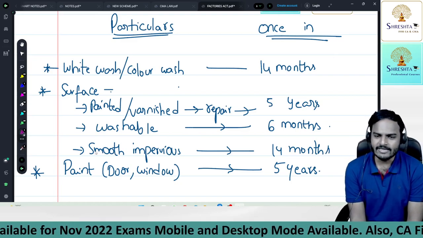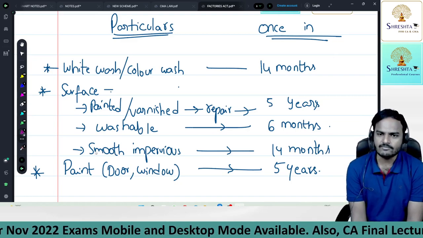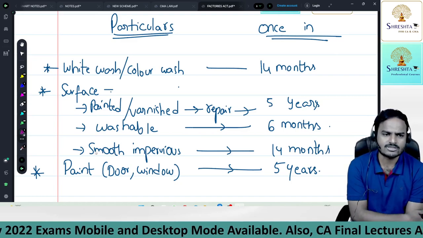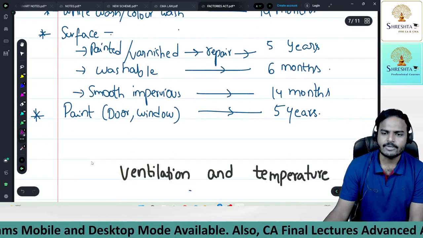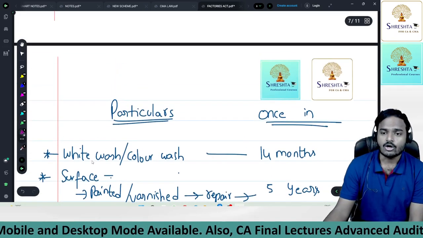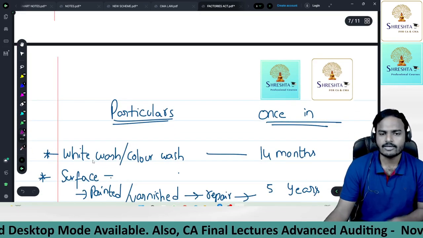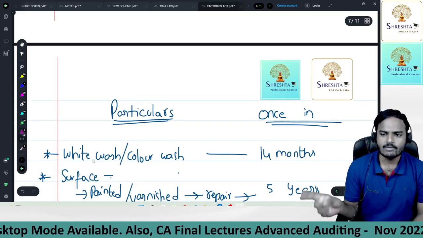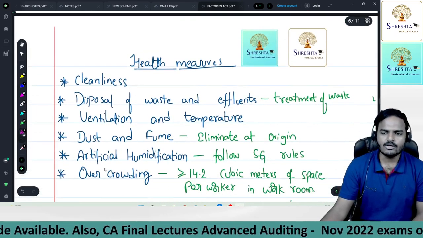And all interiors, doors, windows, they should be painted once in 5 years. If you follow all these precautions, then the factory will be kept clean. And occupier responsibility: they need to maintain registers whether these are carried out on a periodical basis or not. Next one, disposal of waste and effluents.